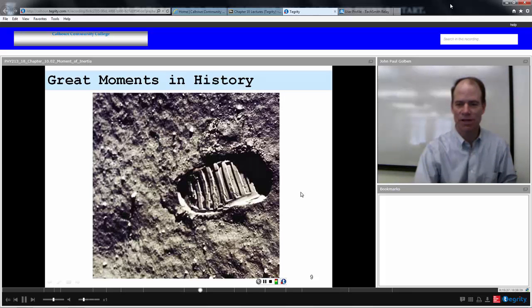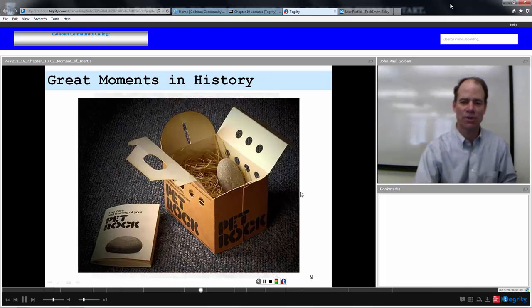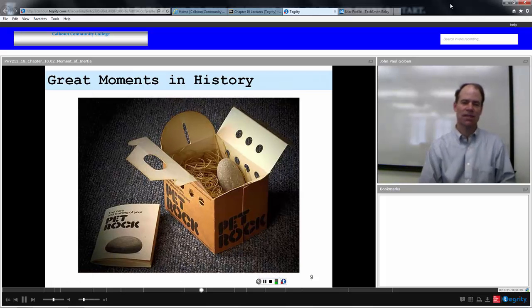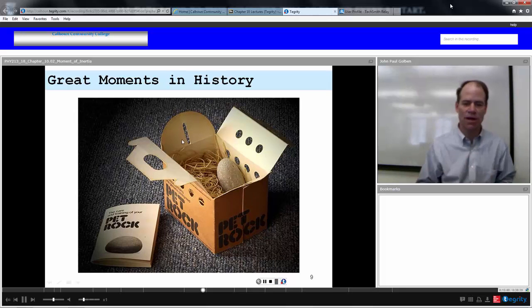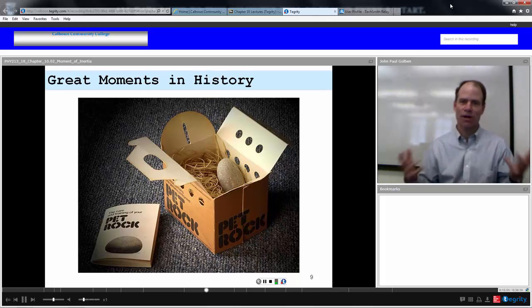Great moment in history. Another great moment, not long after that, was the invention of the pet rock. The pet rock made its inventor very rich. You sell this rock, very easy to care for, even though it had a book to help you learn how to care for your pet rock. Make sure it had enough air and other essentials for its well-being. So these were all great moments in history.